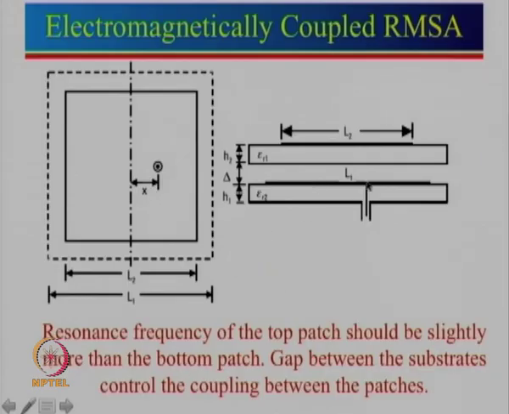Okay. So now let us say we want to design a broadband antenna. Generally speaking, for a given bandwidth which we need to cover, divide that bandwidth roughly into about 3 different parts. So at the lower part you design the lower patch here, and for the upper 1/3 part you design this patch over here. Generally the resonance frequency of the top patch should be slightly more than the bottom patch, and the gap between the substrates controls the coupling between the patches. Let us see an example.